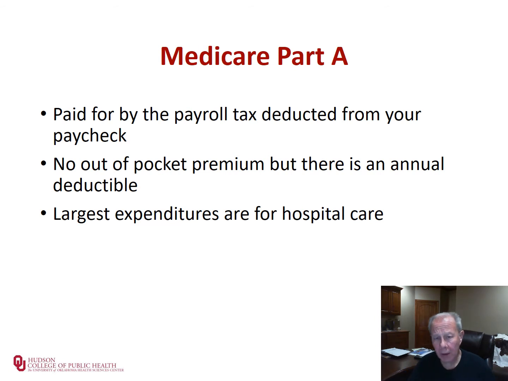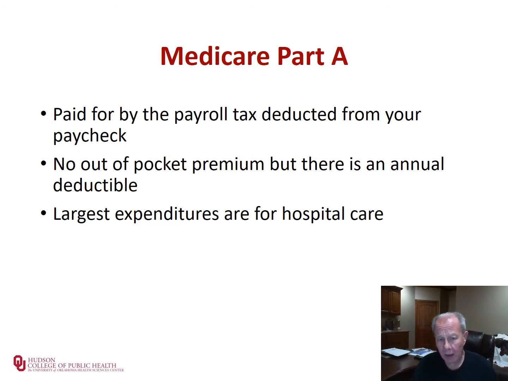So let's just talk about each of the types, the parts of Medicare. Part A, it's paid for by the payroll tax. If you've ever had a job, one of the things that comes out of your paycheck every month is the Medicare payroll tax that's deducted from your paycheck. That's how we pay for Medicare Part A, which is the biggest chunk of spending in the Medicare program.